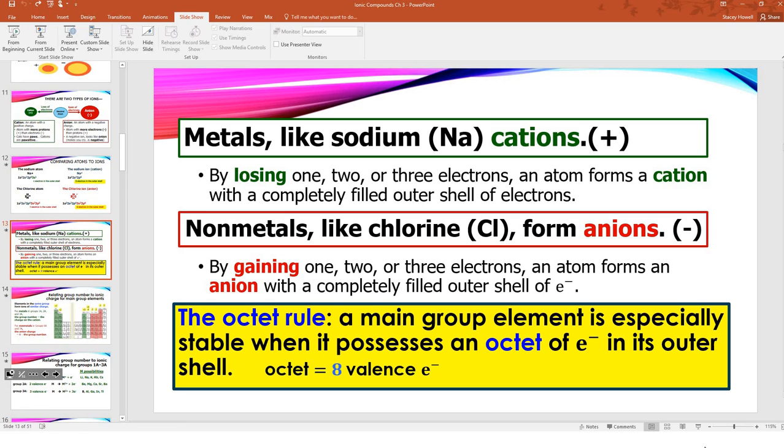And the octet rule is just this. I want 8 in my outer shell, whether I have to give up the ones I have to get to the 8 below, or I have to gain to get to the one in front of me. I want to be like a noble gas.